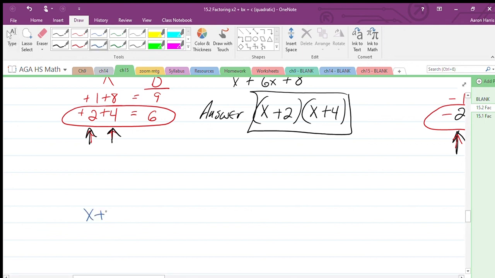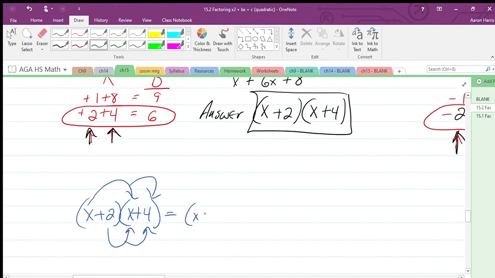So here's x plus 2, here's x plus 4, and that is equal to me foiling, which gives me these 4 arrows. So I get what? X times what? X, right there, plus x times what? 4. Good. Then I do what?